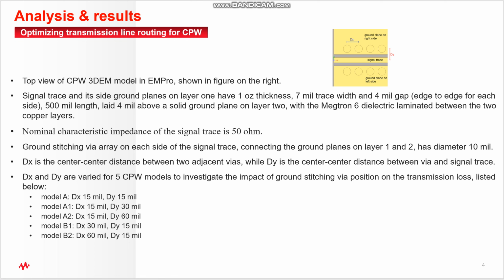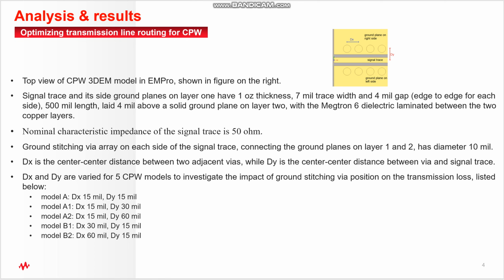This is the top view of the CPW 3D EM modeling in EM Pro, shown in a figure on the right side. The signal trace and its side ground planes on layer 1 has 1 ounce thickness, 7 mm trace width, and 4 mm coplanar gap, and 500 mm length, and laid 4 mm above the solid ground plane on layer 2 with the Megtron 6 dielectric laminated between the two copper layers.